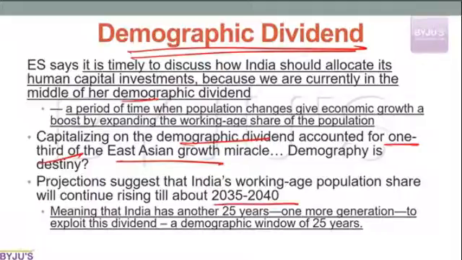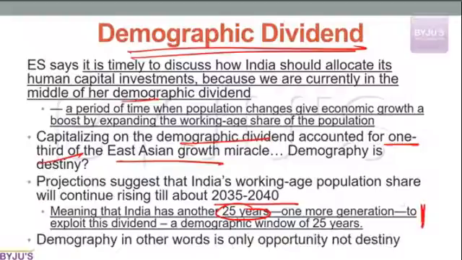Now, India's own working age population will rise till around 2040. That means we have 25 years of demographic dividend to exploit, or a demographic window of 25 years. Please remember this and use it. So demography, in other words, is an opportunity. If we can utilize it properly, it will work. If not, it need not be destiny also.